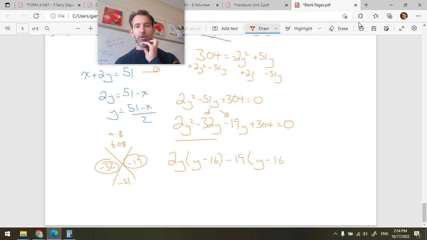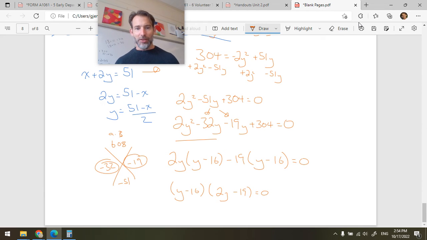Check it again, 304 over 19. So 16 times 19 is indeed 304. Yeah, it is. So that's equal to 0. And now we factor out that binomial common factor. So y minus 16 multiplied by 2y minus 19 is equal to 0.